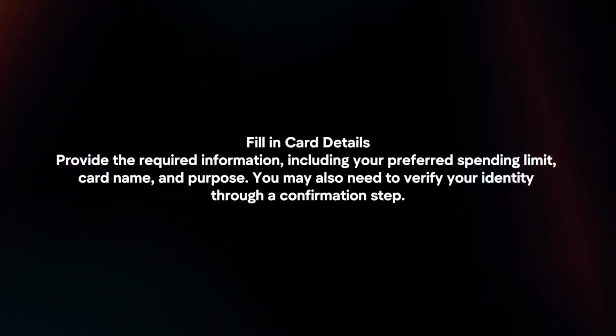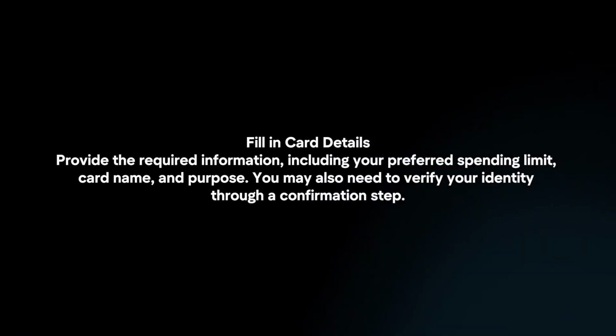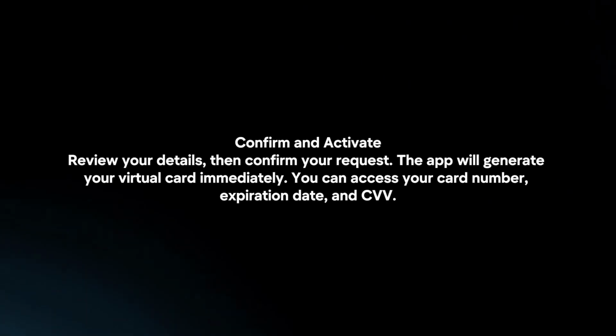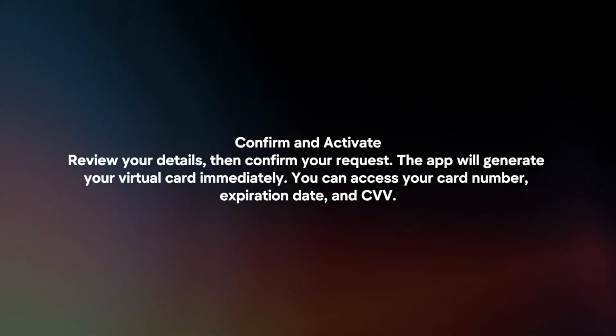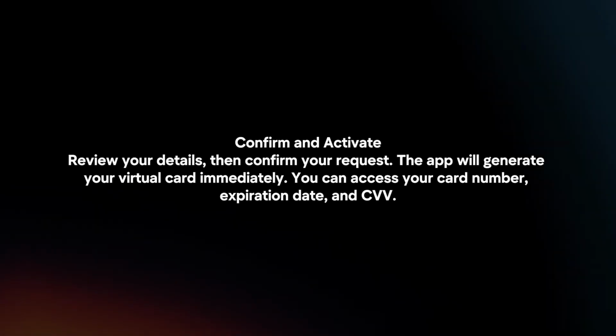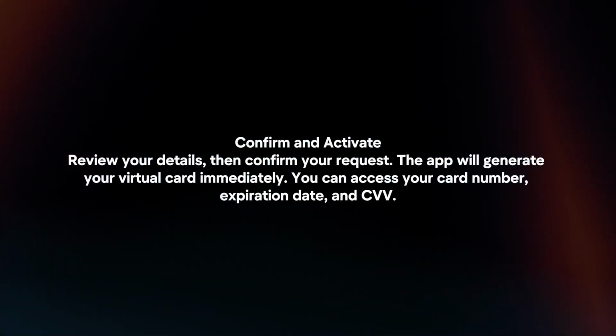Fill in card details. Provide the required information, including your preferred spending limit, card name, and purpose. You may also need to verify your identity through a confirmation step. Confirm and activate. Review your details, then confirm your request. The app will generate your virtual card immediately. You can access your card number, expiration date, and CVV.